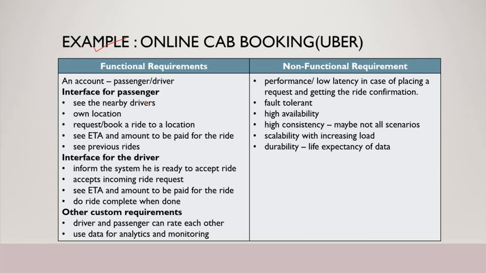So the interface of the passenger should allow them to see the nearby drivers, see their own location, request or book a ride to a location, see the expected time of arrival of the cab that has been booked, how much they have to pay when the ride would be done, and they should have their previous ride information also if they want to see it.